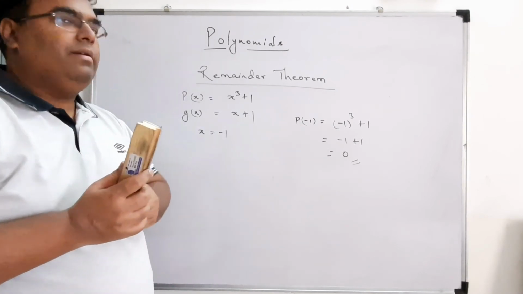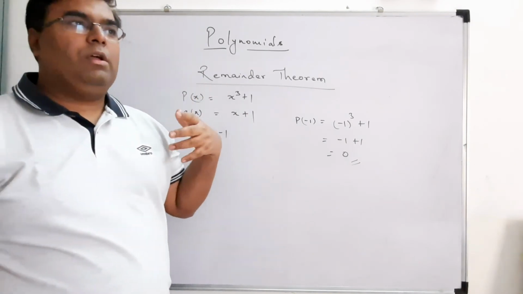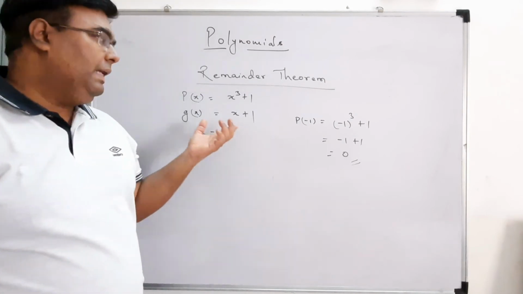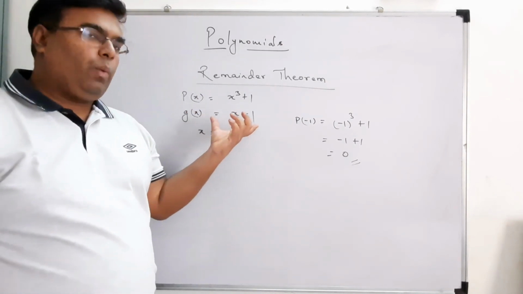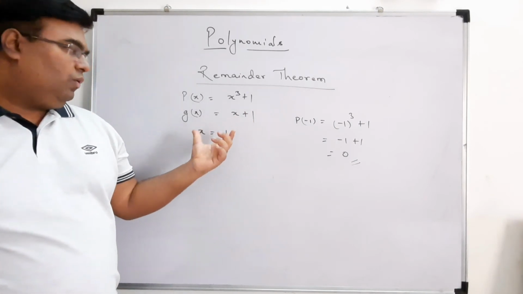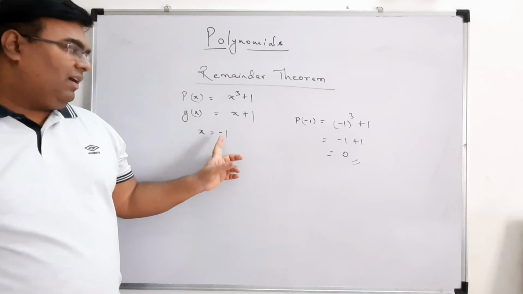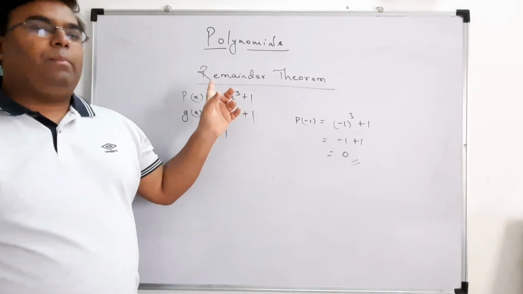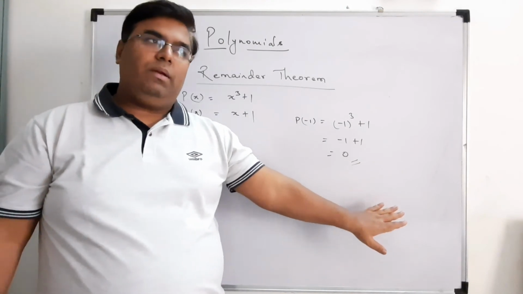This is called the remainder theorem, that if you divide a polynomial p(x) by a linear polynomial g(x), okay, and if you just equate g(x) to 0 to find the value of x, and if you replace that value in the original polynomial, you will get the remainder. Okay.